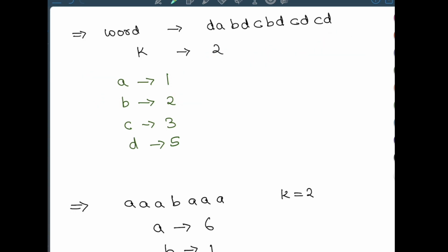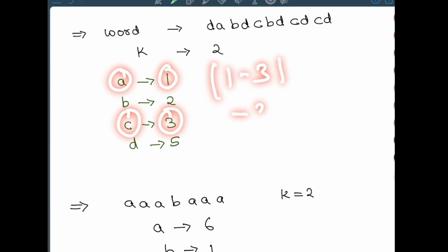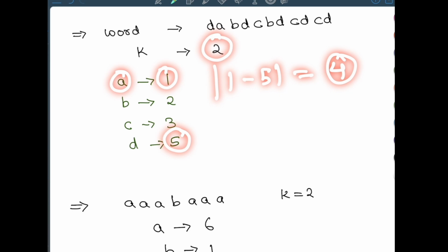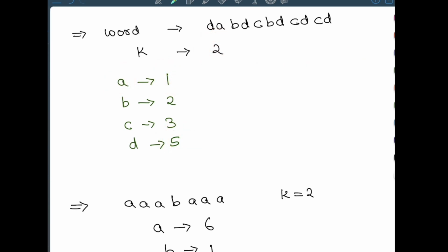The absolute difference of frequencies of A and C is fine because it is 1 and 3. So we can say 1 minus 3. Their absolute difference is the absolute value of minus 2, which is 2. That is also less than or equal to 2. That's the value of K we have. So still it is fine. But with A and D, you will notice that frequency of D is 5, frequency of A is 1. Their absolute difference is 1 minus 5, which is 4, right? Now this is more than 2. So right now this word is not k special.